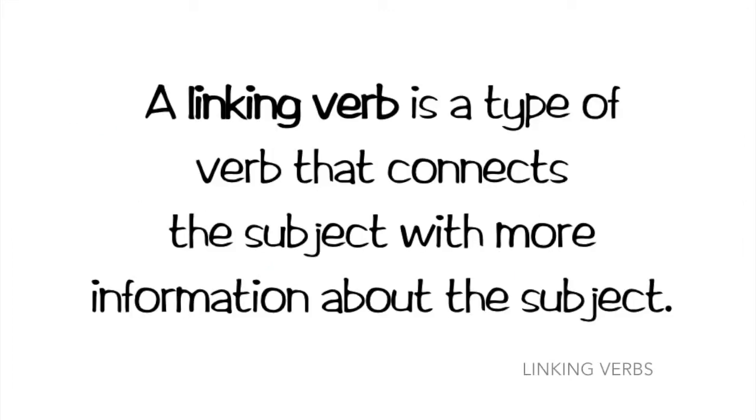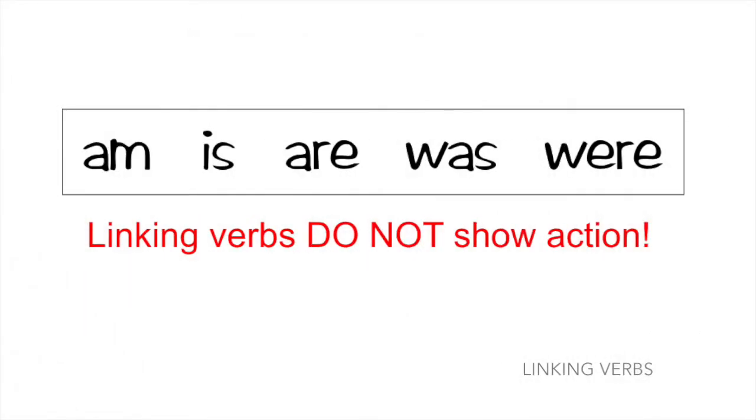A linking verb is a type of verb that connects the subject with more information about the subject. The linking verbs we are first going to focus on are am, is, are, was, and were. Remember that linking verbs do not show action. They simply link the subject with more information.